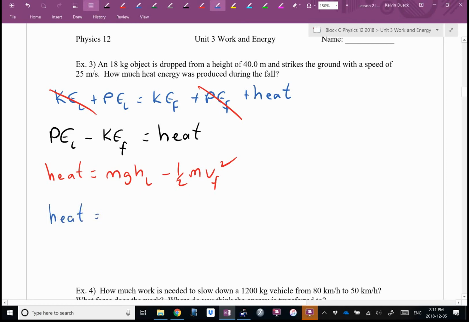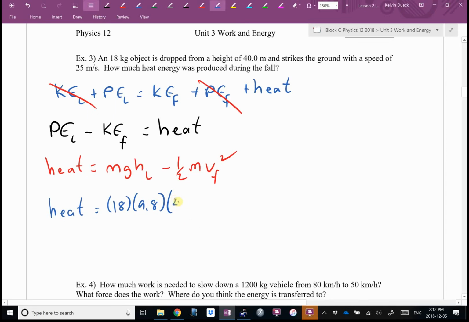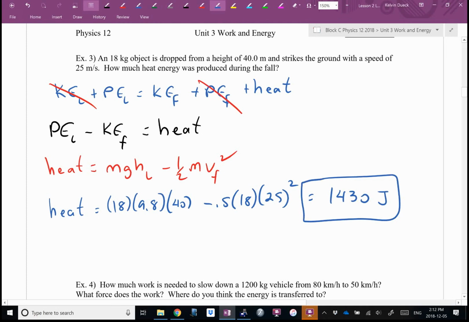Well, you can't spell projectile without part of a child, right? You need an I and an L in both. Alrighty. 18 times 9.8, minus 0.5 times 18 times 25 squared. This might actually work out evenly. What'd you get? So I'll go 1430. I'll go to 3 sig figs. Okay. I like example 4. Example 4 is a nice question.